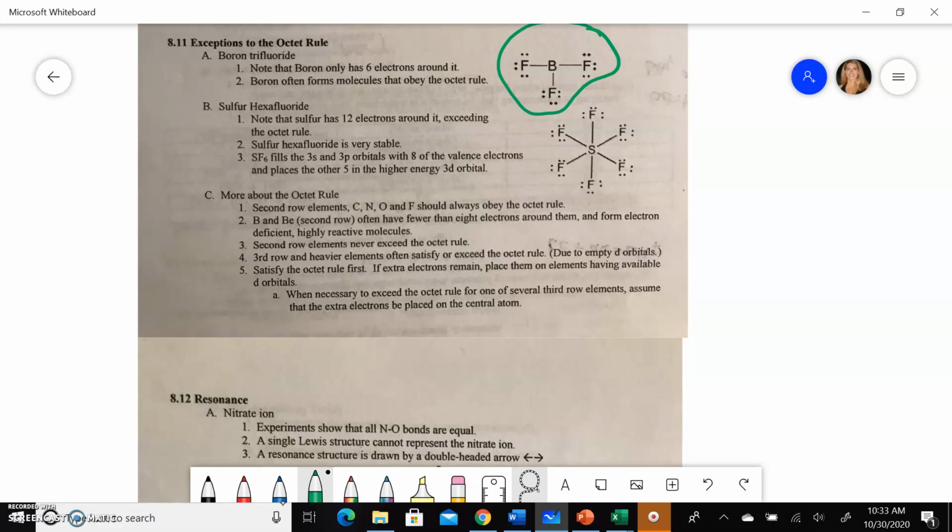And that's kind of what this is talking about. So number 1 under C, those are always going to obey the octet rule because they're in the second row. And then there's just a whole bunch of exceptions there too. So just make sure that you're familiar with those exceptions. And we'll do some more practice with drawing these molecules today in the progress check.